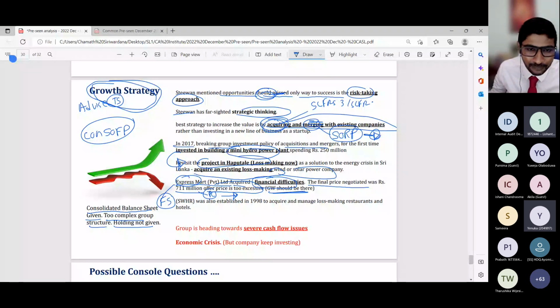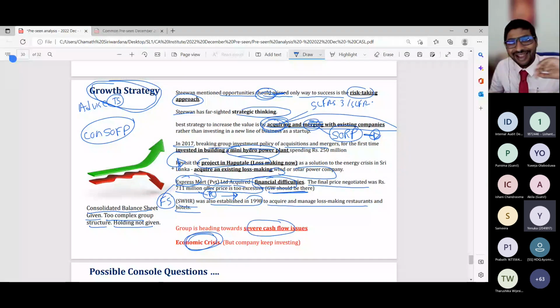And here you can see SWHR was established in 1990 to acquire a loss-making restaurant. So they are having a subsidiary that acquired a loss-making restaurant, and they are going to have some companies which are going to acquire loss-making wind power and solar power companies. So all are expanding, all are in growth mode. If you closely look at the entire pre-seen, rather than the severe cash flow issues and the economic crisis going on at the moment, there are more points pointing to an acquisition mindset, not some kind of a divestment mindset. So you have to keep that in your mind.